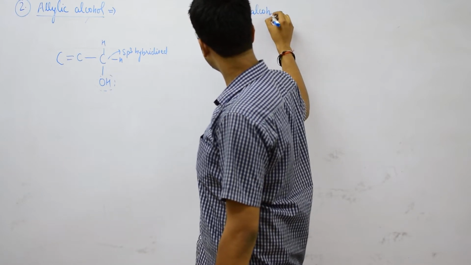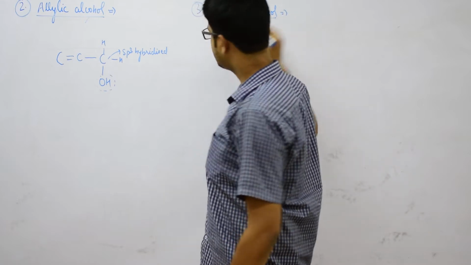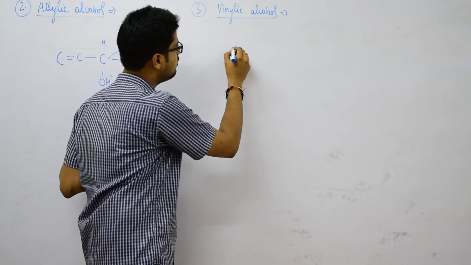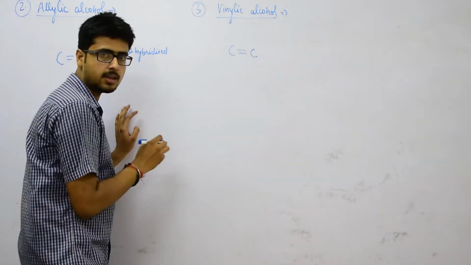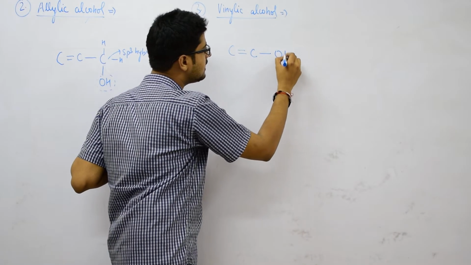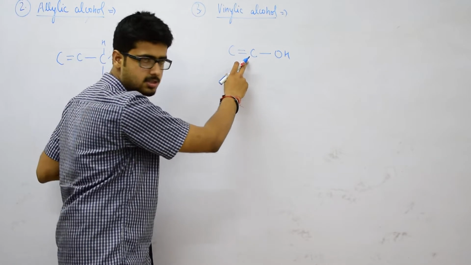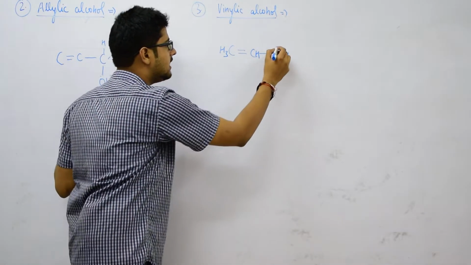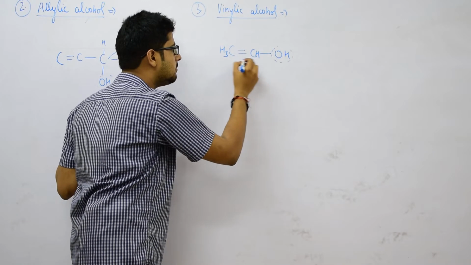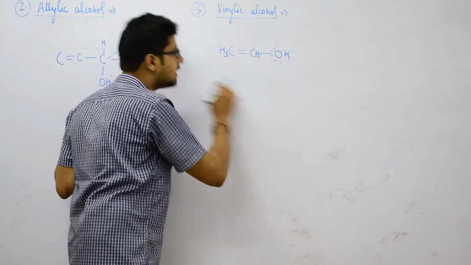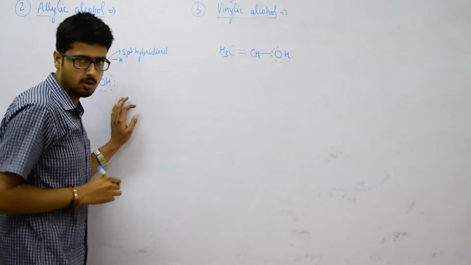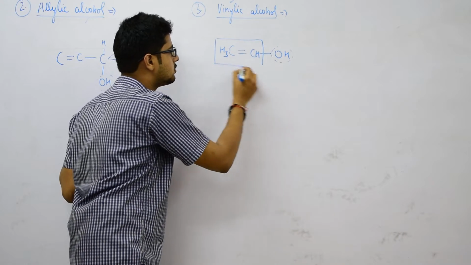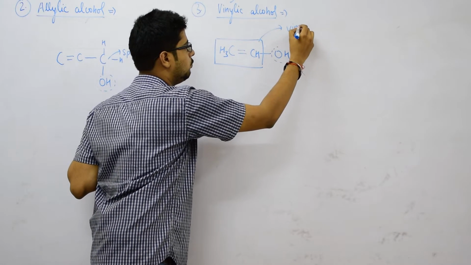There is a slight difference between allylic and vinylic. In case of vinylic alcohol, we have a carbon-carbon double bond, and an OH group is directly attached to this carbon-carbon double bond system. Like this is CH3, this is CH, and this OH group is directly attached to this carbon-carbon double bond, and this type of alcohol is called vinylic alcohol. And this CH3 double bond CH group is called the vinylic group.